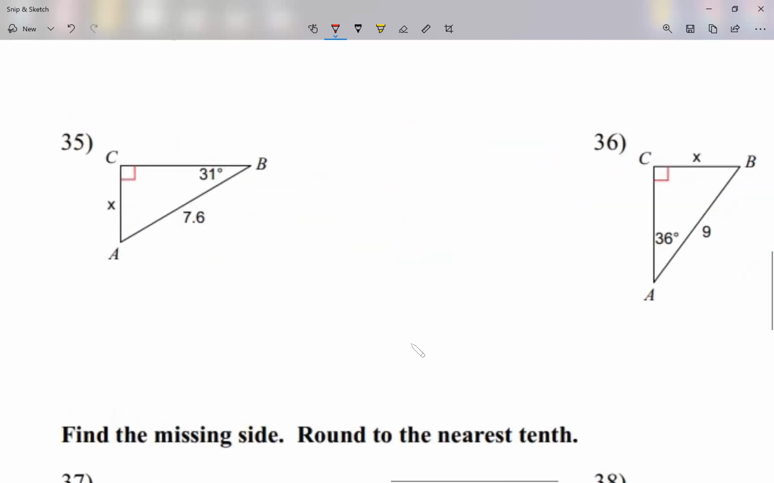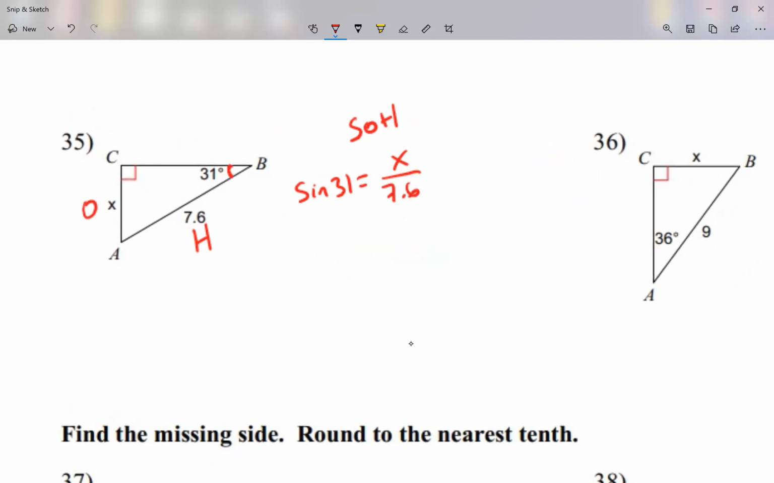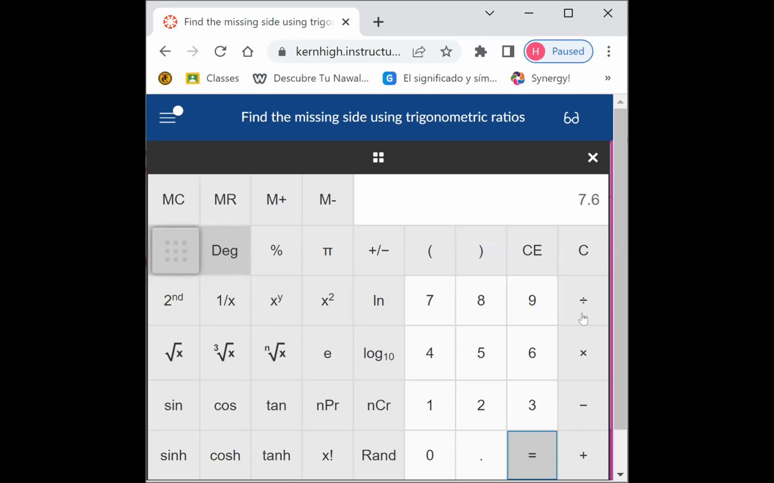Take a look at number 35. Just 2 more questions. Let's see. I have the hypotenuse, and based on the 31 degrees, x is the opposite. I'm going to remember the acronym SO, which stands for sine of 31 is equal to x over 7.6. Let me multiply both sides by 7.6. So I have 7.6 times sine of 31 is equal to x. Okay, so let me grab my calculator. I'm just going to go 7.6 times sine of 31. So it's 3.91. So I'm going to round it to 3.9.